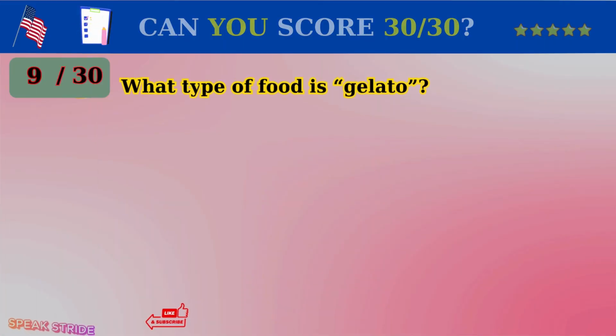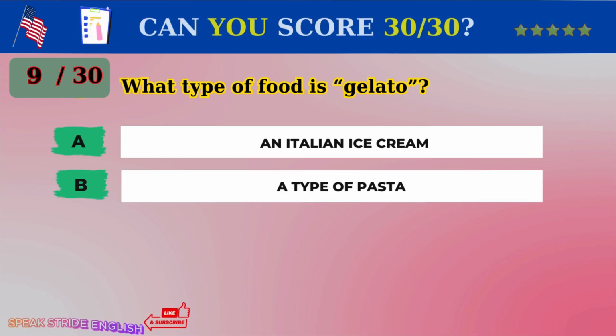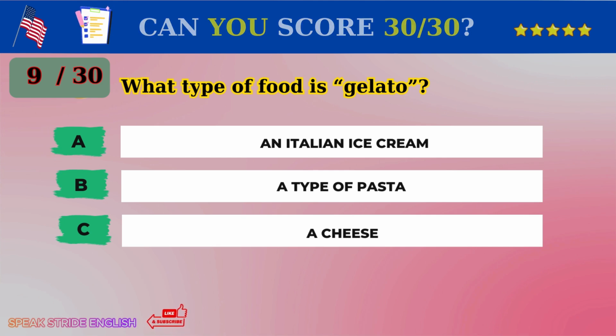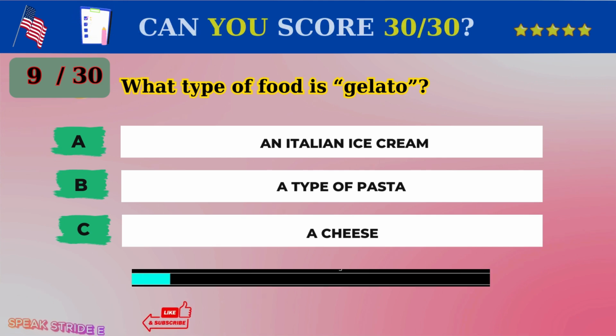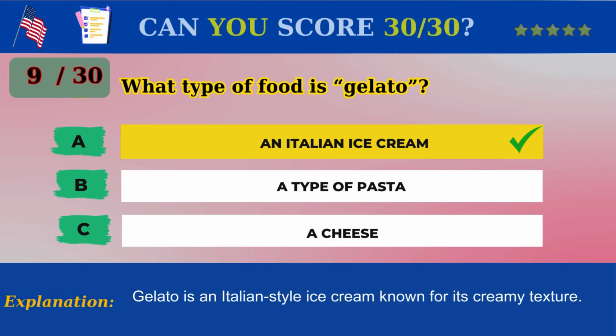What type of food is gelato? A. An Italian ice cream. B. A type of pasta. C. A cheese. Answer: an Italian ice cream.